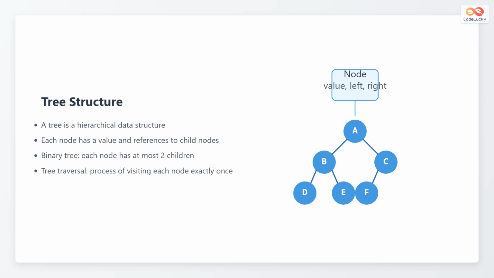Let's define the basic structure of a tree before diving into tree traversals. A tree is a hierarchical data structure consisting of nodes connected by edges. Each node contains a value and references to its child nodes. A binary tree is a specific type of tree where each node has at most two children, referred to as the left child and the right child. Tree traversal is the process of visiting each node in the tree, exactly once in a specific order. The image shows node structure and a sample tree structure to understand traversal better.